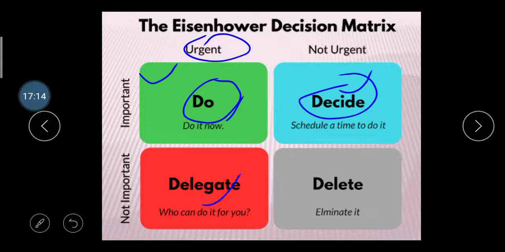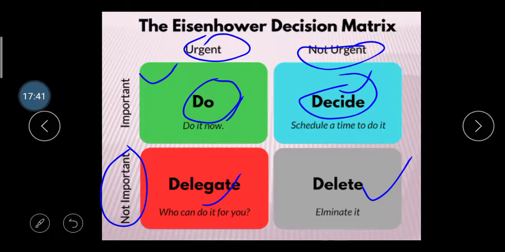Okay, who can do it for you? If it is not important but urgent, then you can delegate this work to other people. If it is not important and not urgent, then you can delete or eliminate this work. You cannot do this type of work because it is not important and not urgent for you, so you can delete it.